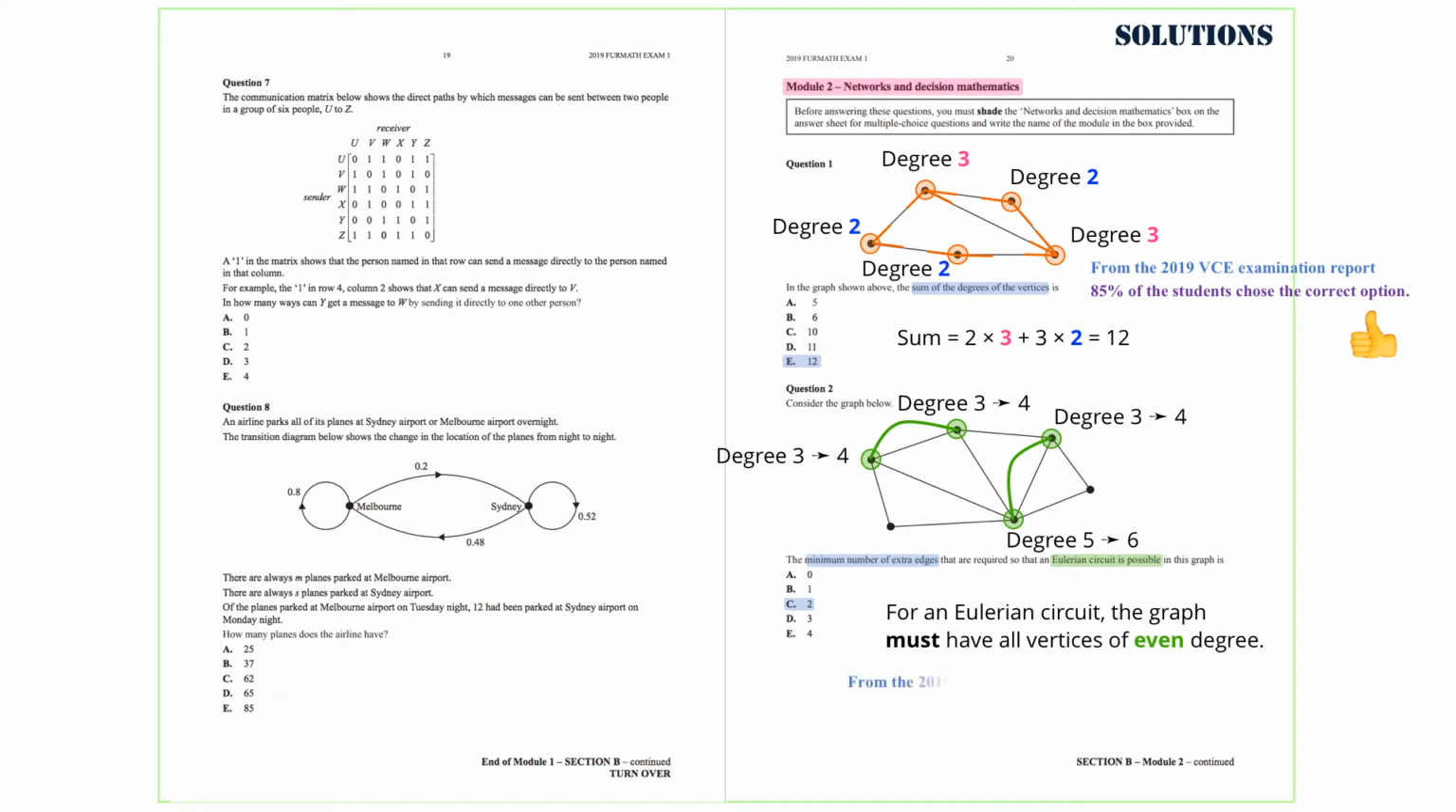From the 2019 VCE examination report, 64% of the students chose the correct option.